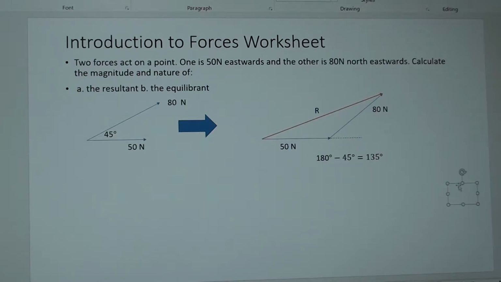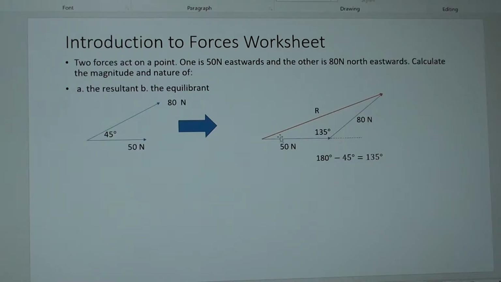Okay, so I got it here. We bring this one here and we type 135 and then we add the degree. So that will represent the degree. So between the 50 newtons and 80 newtons, the angle is 135 degrees.